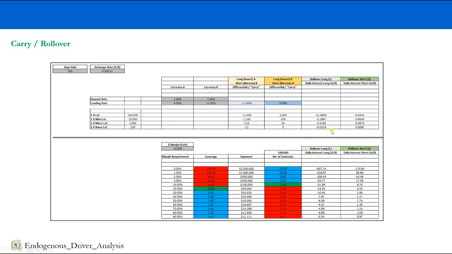And we looked at two examples. We looked at the negative carry and we looked at the positive carry. And then we actually looked at leveraging both situations, both the negative and the positive carry. So go back and remind yourself of how this spreadsheet works before moving forward. It's pretty important to understand this stuff.